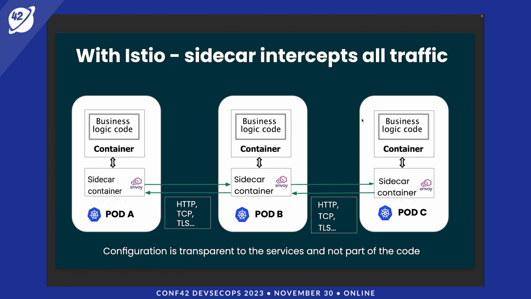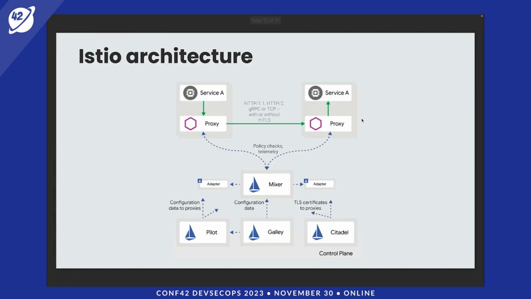Then it will forward the traffic to your actual container or your application. So yeah, this is the basic architecture of the Istio sidecar. These are the different components of Istio. And with the latest version, Istio 1.5, all these components are consolidated inside the Istio control plane.